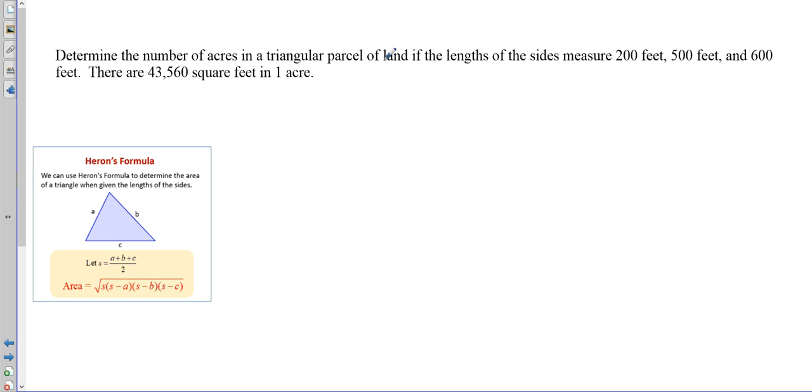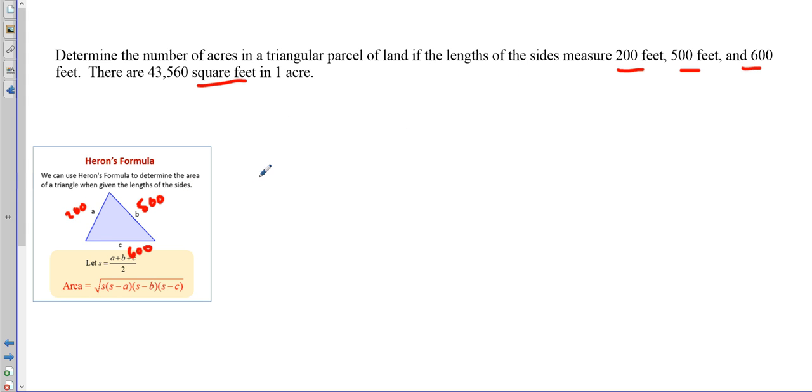Well, in order to figure out the number of acres, we first have to figure out the number of square feet. In order to figure out that, we're going to figure out what is the area inside. Well, given three different sides of a non-right triangle, so let's just say this was 200, this was 500, and we'll just say this is 600. Well, this is where Heron's formula comes in handy. It's used when we know three sides of an oblique triangle.